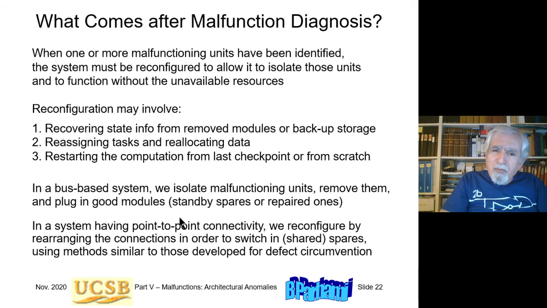In a bus-based system, we have to isolate the malfunctioning unit from the bus so that it doesn't cause trouble for the other remaining good modules. Because if the unit is malfunctioning, it can do unpredictable things and therefore cause trouble on the bus that the good modules are using. In a system having point-to-point connectivity, we reconfigure by rearranging the connections in order to switch in spares, and this we'll talk about later.